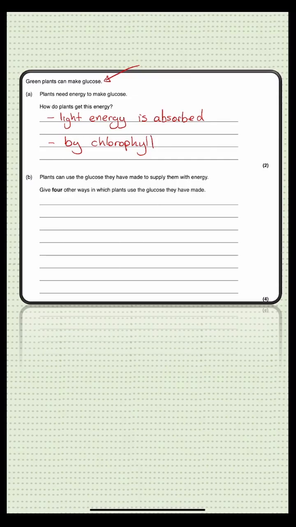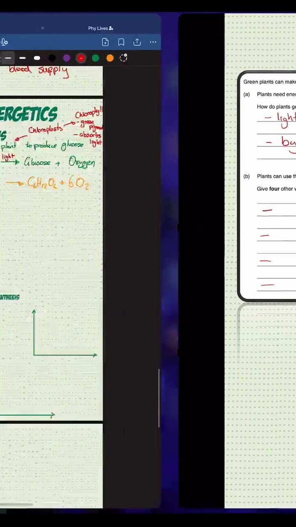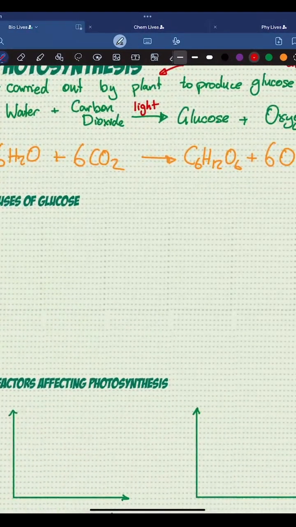That's fine. Next question. Plants can use the glucose that they've made to supply them with energy. Yes, that energy comes from respiration. We'll talk about that in a second. But there are four other ways in which glucose can be used in plants. 1, 2, 3, 4. Let's add these to our notes. What do you guys think? Let me know. Uses of glucose.